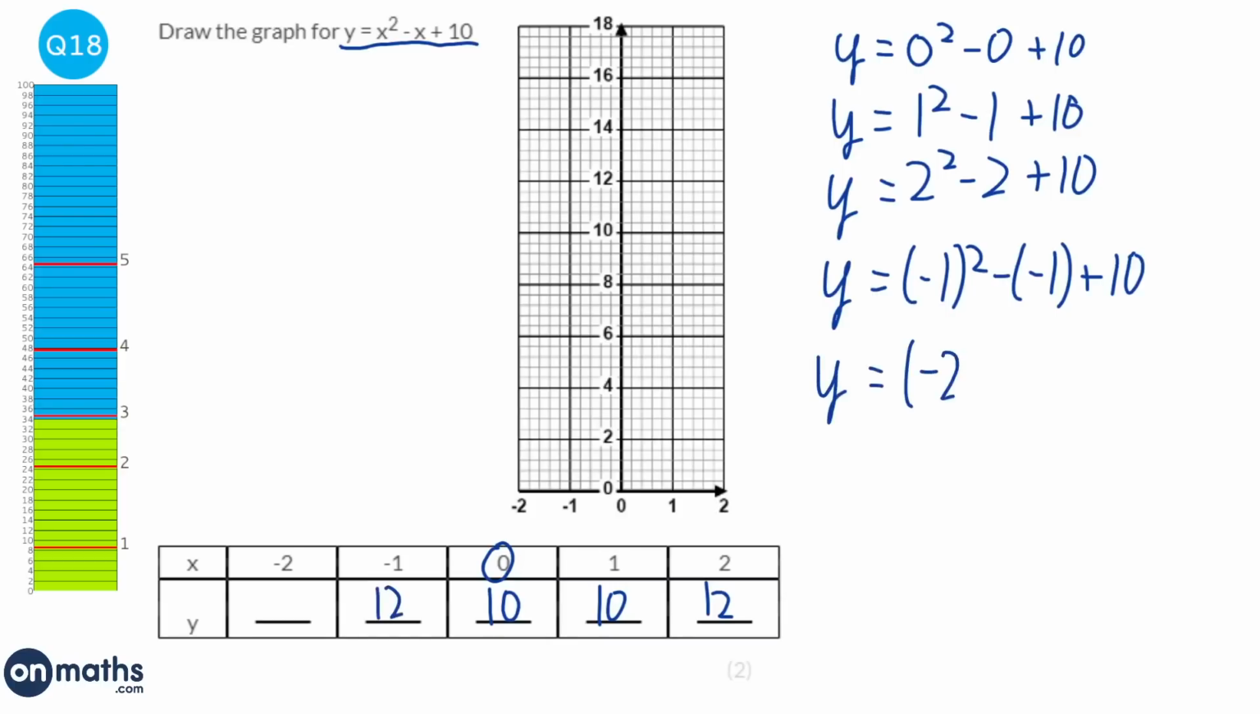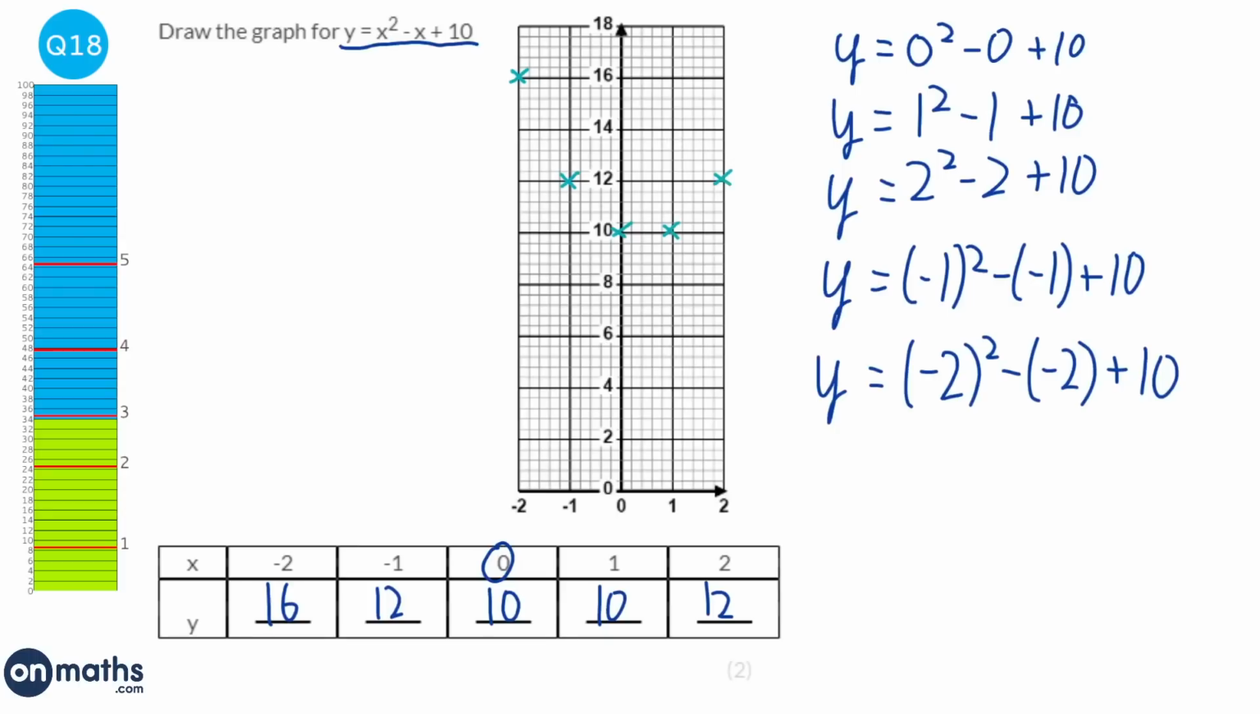And then we'll do the minus 2, so it'd be minus 2 squared minus minus 2 plus 10. So minus 2 squared is 4. The two minuses here make a plus, so it'd be plus 2, which would be 6, plus 10 will be 16. So we're going to plot these on our graph. And so we've got minus 2 is at 16, so that'll be there. Minus 1 is at 12, which will be here. 0 is at 10, 1 is at 10, and 2 is at 12.